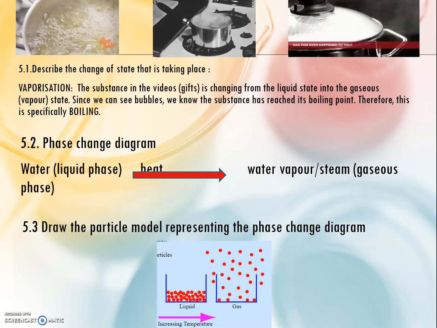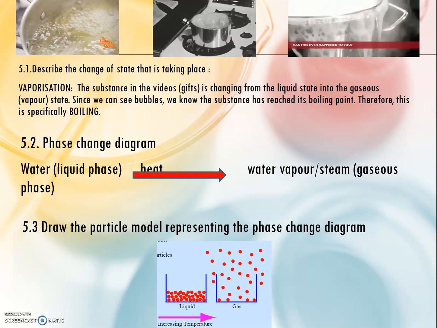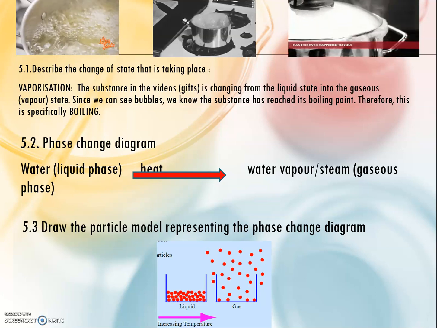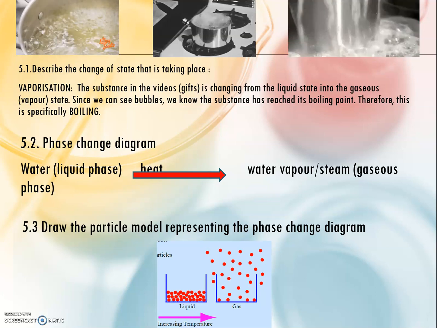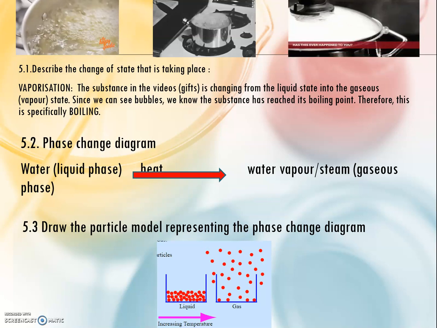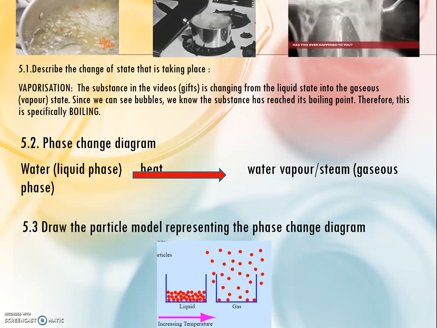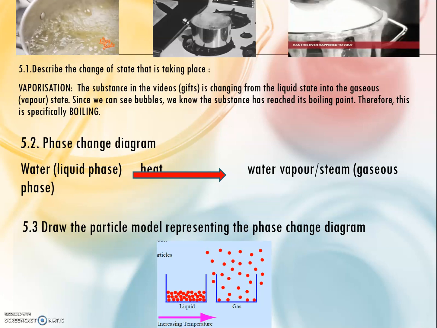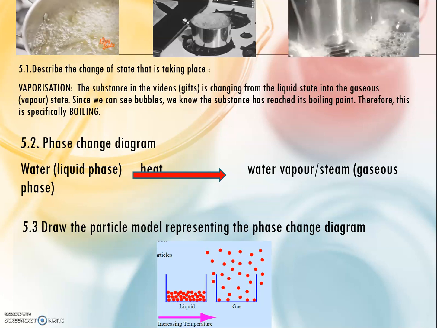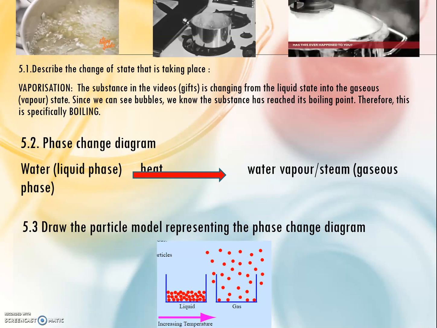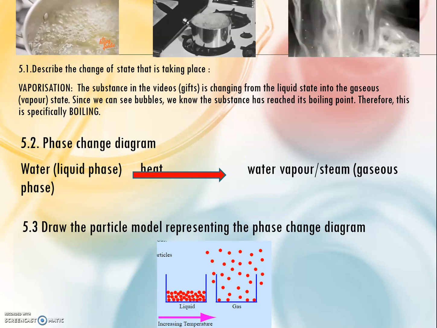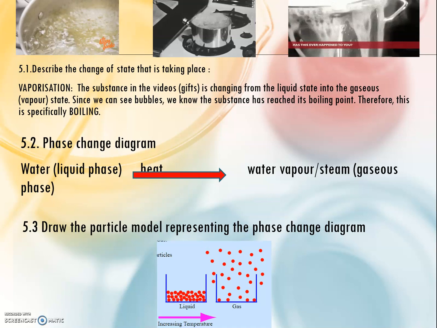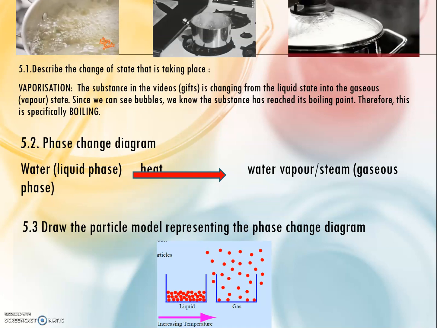So, describe the change of state that is taking place. Vaporization. The substance in the video GIFs is changing from the liquid state into the gaseous vapor state. Since we can see bubbles, we know the substance has reached its boiling point. This is especially boiling. Phase change diagram. Water, that is liquid phase, by heat transforms into water vapor, steam, the gaseous phase. Draw the particle model representing the phase change diagram. The liquid has the particles apart and the gas has the particles far apart. I found this particle model on the internet.